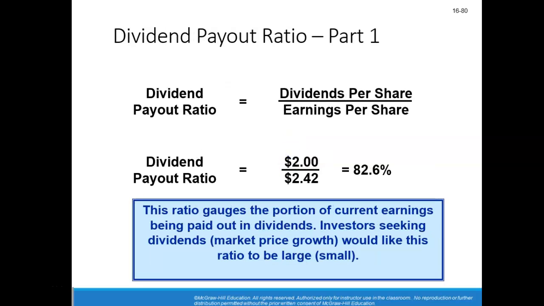Dividend payout ratio shows what portion is being paid out in dividends compared to earnings per share. So we're saying that on paper, we earned $2.42 a share. They paid us $2, so this is a good ratio. 82.6% would be our dividend payout ratio. This shows what portion of the earnings were paid out in dividends based upon the earnings per share calculation.